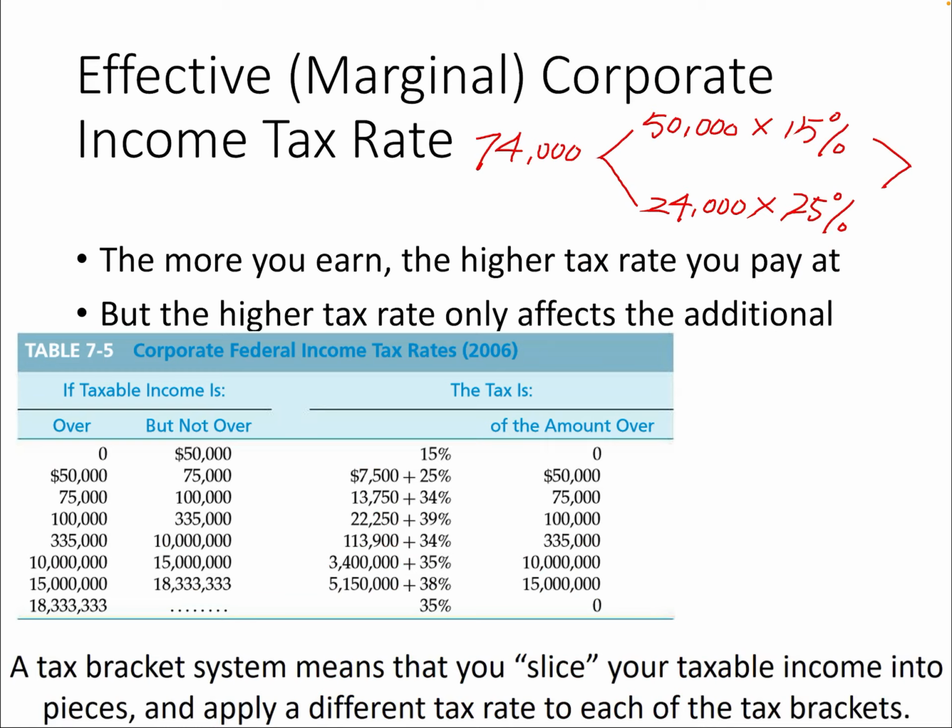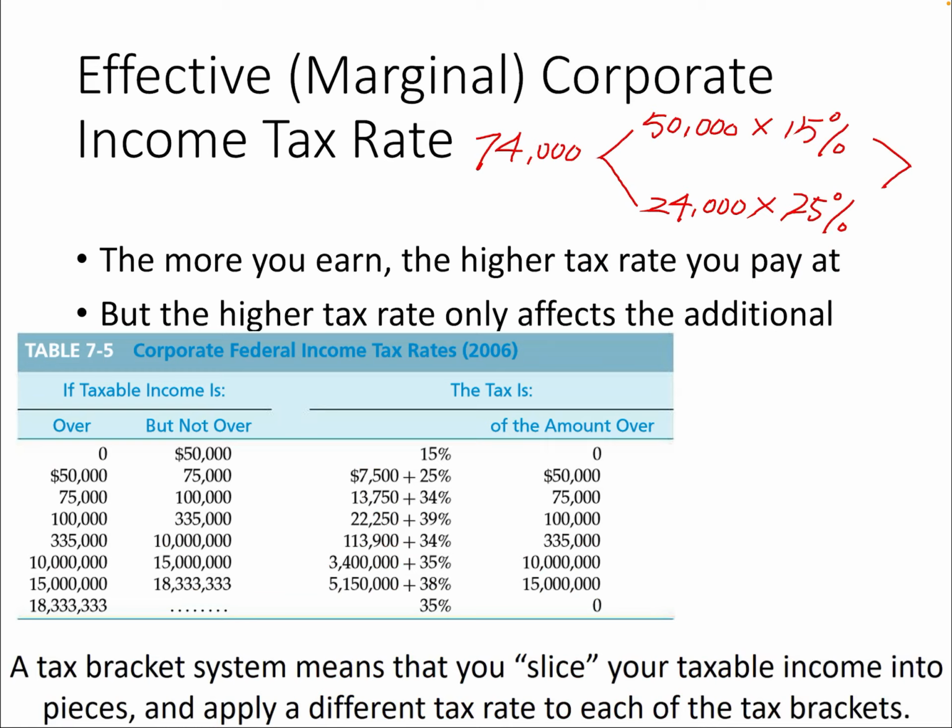And another concept is about the tax rate. There are many ways to calculate tax, different systems. And one system is called the effective or marginal corporate income tax rate. It's marginal. Why? Because it is based on how much you earn in your gross income, and the tax rate is only based on the additional amount of your gross income compared to some base number, and we call those base numbers brackets.